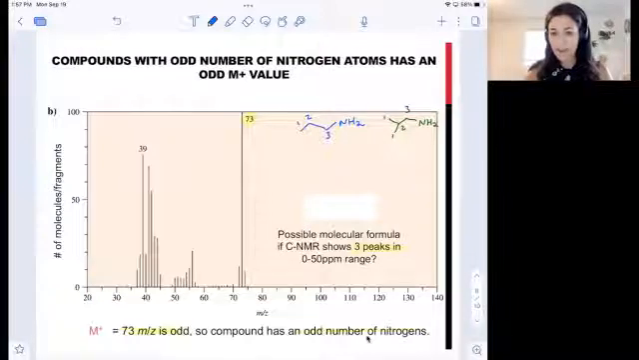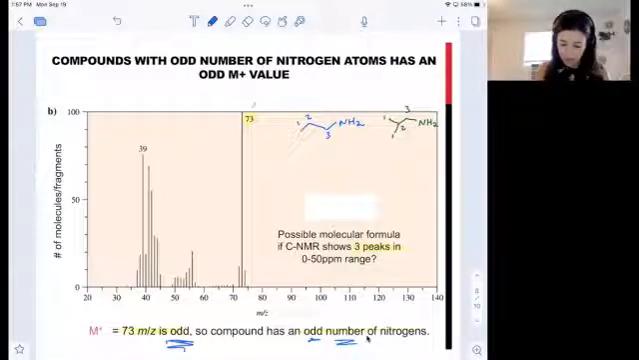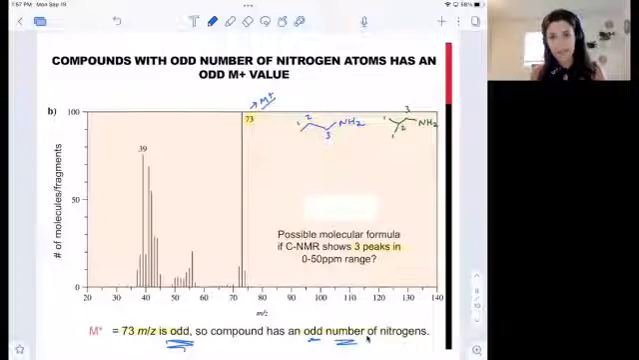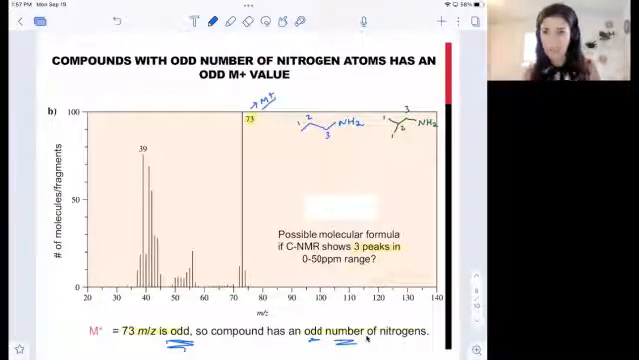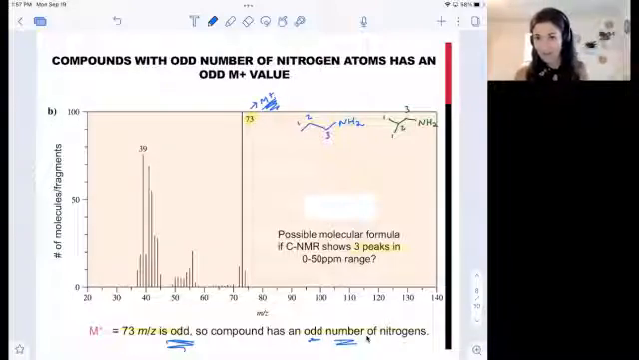When we have an odd number of nitrogen present, we tend to see an odd M+. So here in this data, our M+ is 73. The odd value specifically for the M+ indicates the presence of nitrogen. So if your IR data and your solubility data had indicated that you have a primary amine, you should not be surprised to encounter this odd mass.